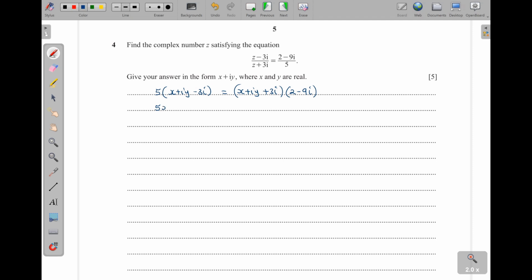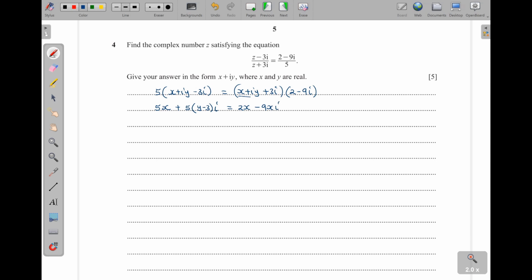5 of x, then plus 5. The imaginary here is y minus 3. So y minus 3 of i. And then when we go to this side, we shall have x here times the 2. So that will be 2x. And then we have x again times this one. So we shall get minus 9xi.